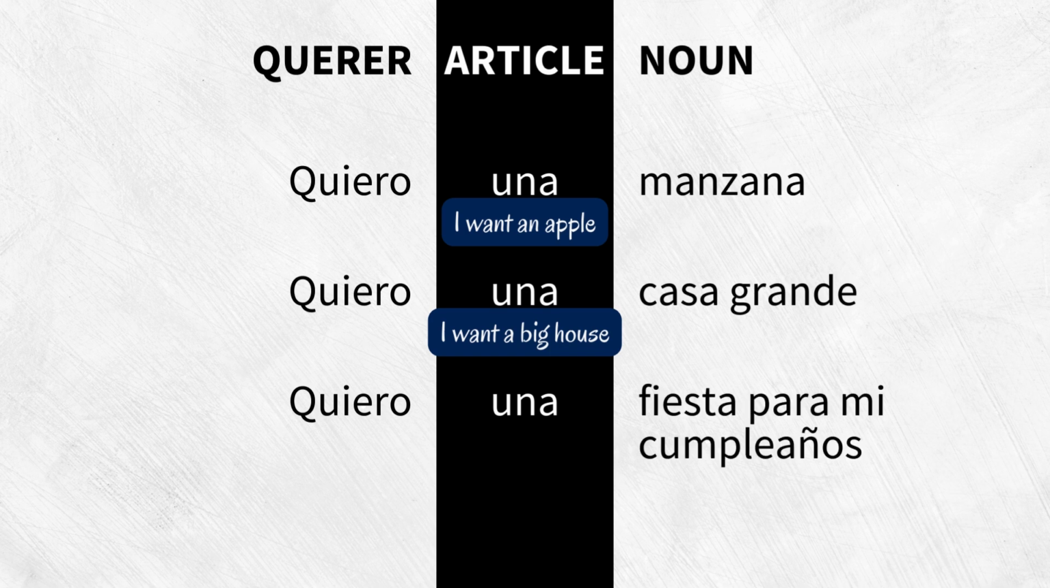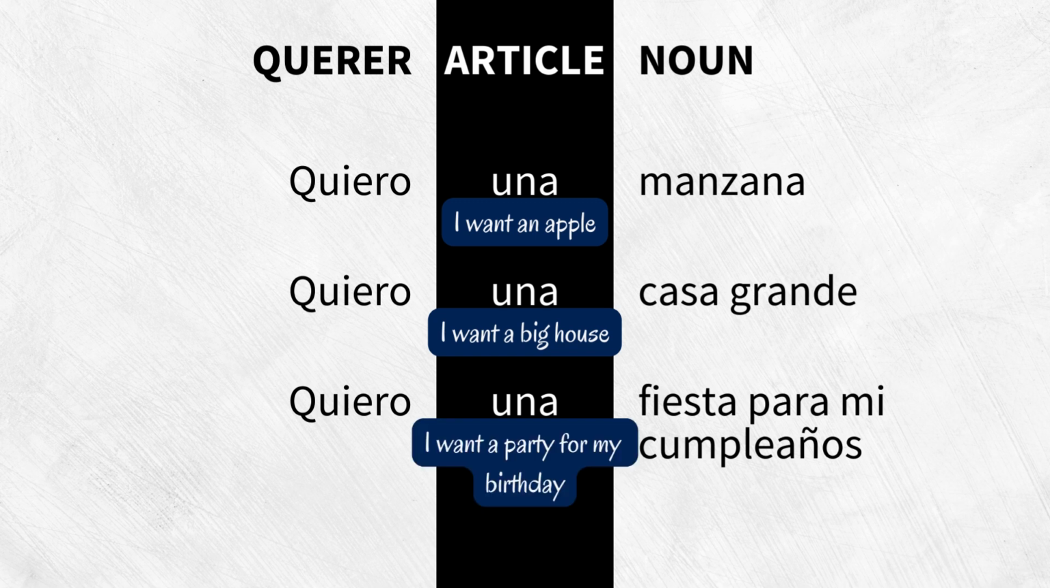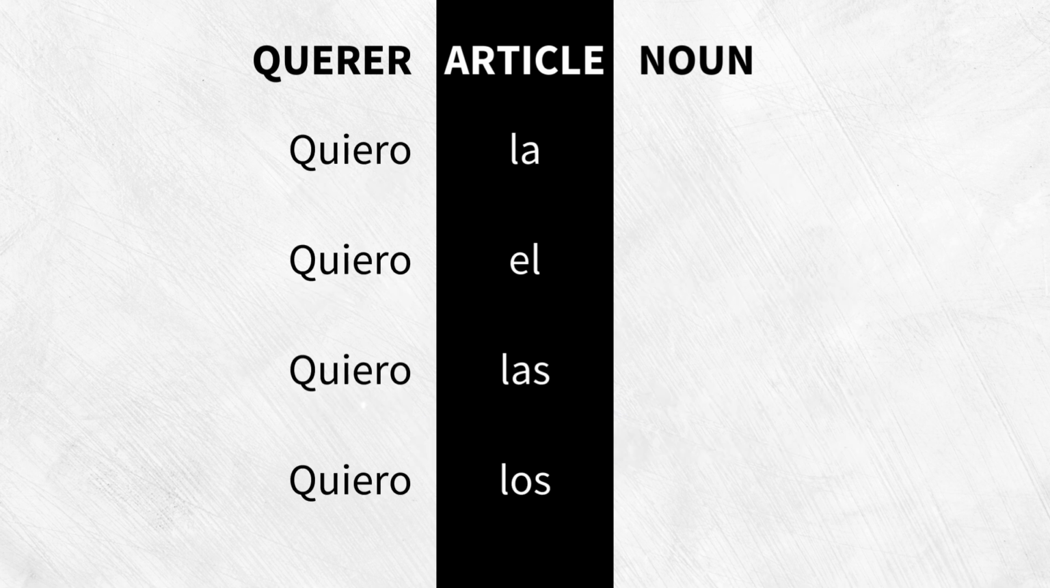Quiero una fiesta para mi cumpleaños. I want a party for my birthday. So we can use very short sentences or we can make them really long, depending on what we're trying to say. We can also use the as the article.